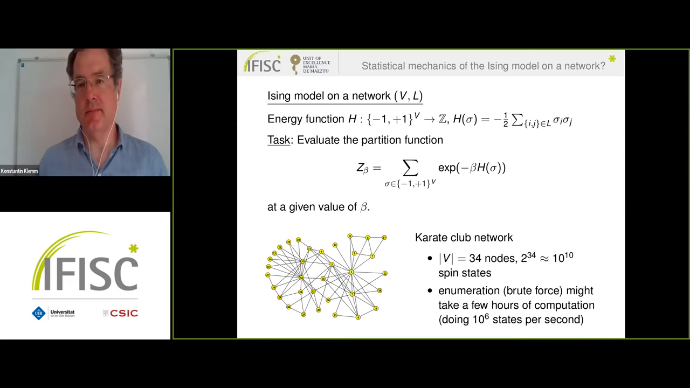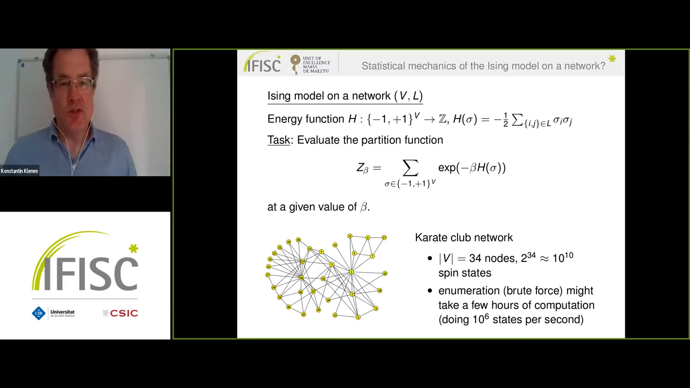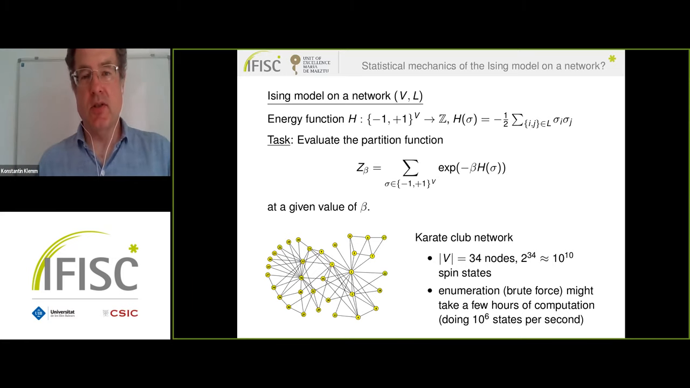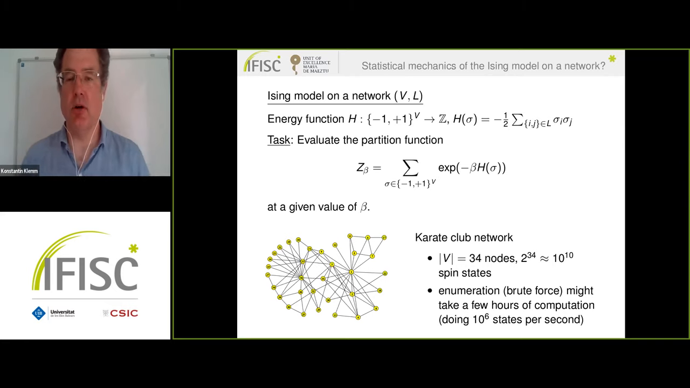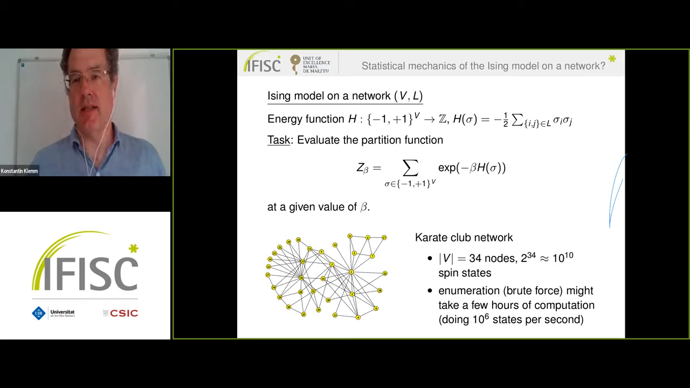Yes, and the network can be any network. So you can have in mind, for instance, this often used example of the karate club network, because it's nice and handy. So it has, depicted here, 34 nodes, that makes 2 to the power of 34, around 10 to the power of 10 spin states. And now if you do this homework brute force, so you just write a program that really enumerates all these states, and you can do 1 million per second, then it will take a few hours. So, okay, this is still doable, but not very satisfactory.